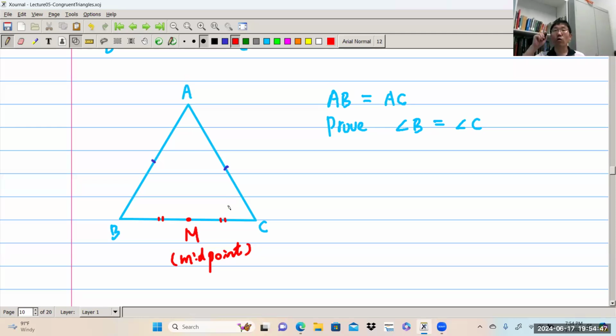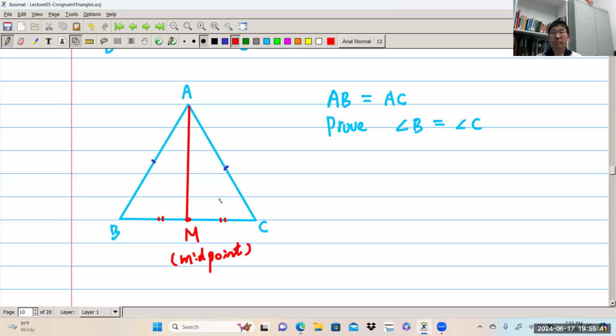Then I'm going to draw an auxiliary segment. I'm going to connect A and M. This is called an auxiliary segment because it's not there in your original problem. I just add that. So I find the middle point, and I connect A and the middle point. Now, look at this diagram and see if we can find a way to prove angle B is congruent to angle C using congruent triangles. Which two triangles are congruent and why? If you have drawn a very good diagram, probably you can somehow guess: this triangle must look congruent to another triangle. Then you can test if that's the case. So which two triangles do you think are congruent?